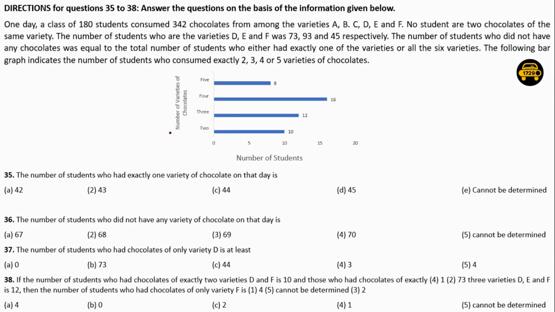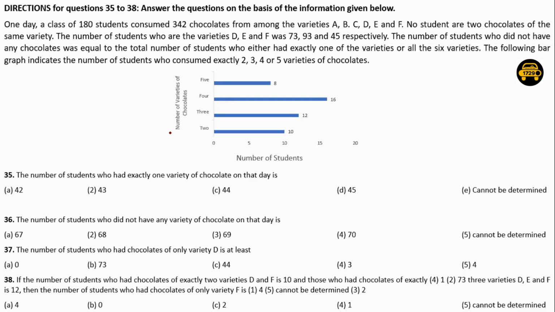All right, guys. So let's have a look at this set. This is a set of maxima minima. So let's read the set first. One day a class of 180 students consume 342 chocolates from among the varieties A, B, C, D, E, and F. All right. So there are 6 varieties of chocolates: A, B, C, D, E, F, and the class has 180 students, and they consume 342 chocolates.